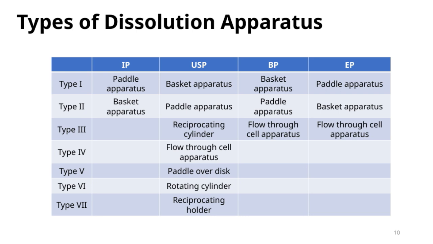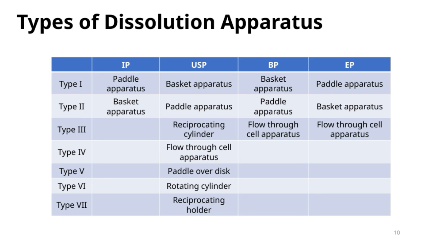Moving to type II, we see that the basket apparatus is the USP method, while the paddle apparatus is used in BP and EP. Again, different standards prefer different methods, but both are widely accepted. Type III introduces the reciprocating cylinder for USP, with flow-through cell apparatus listed for BP and EP. This type is useful for testing formulations with particular release characteristics.